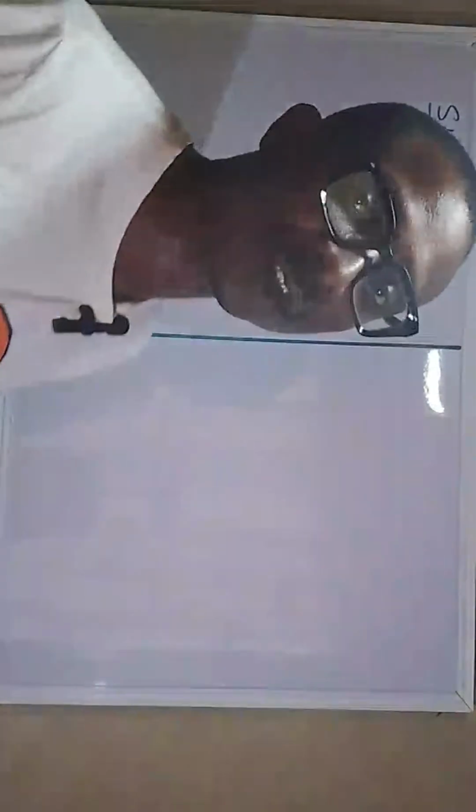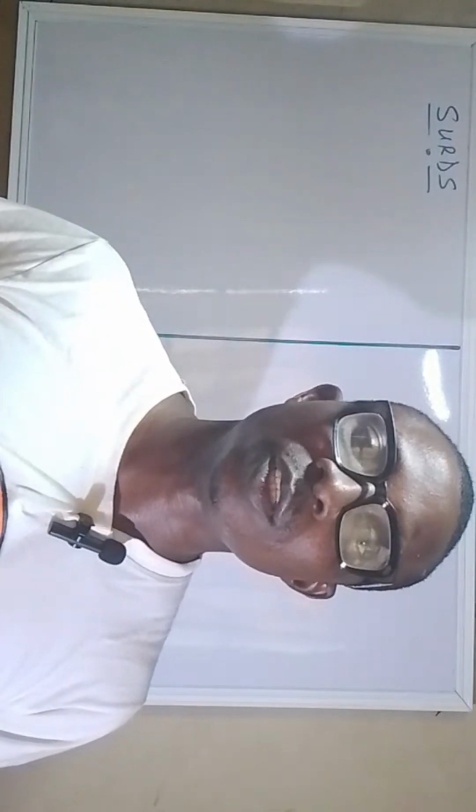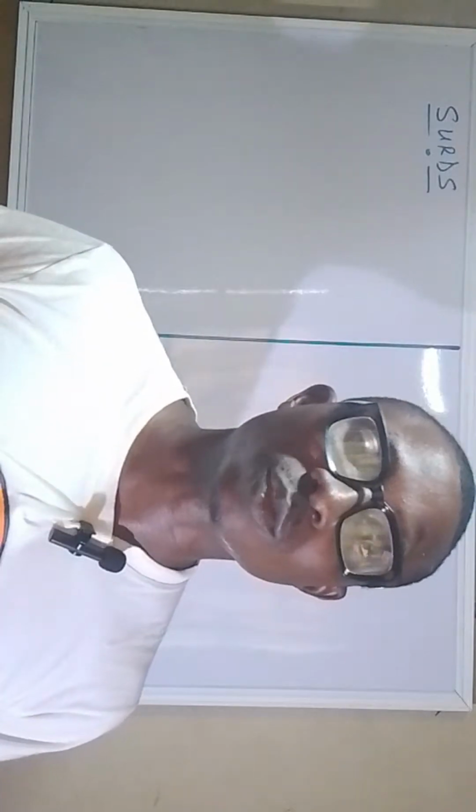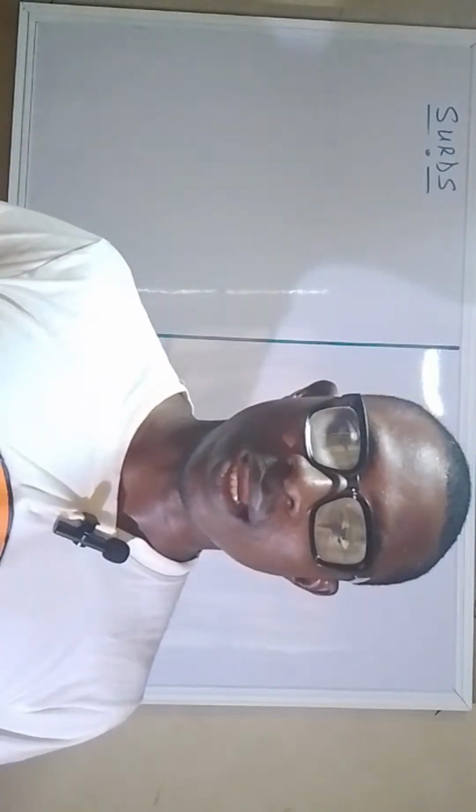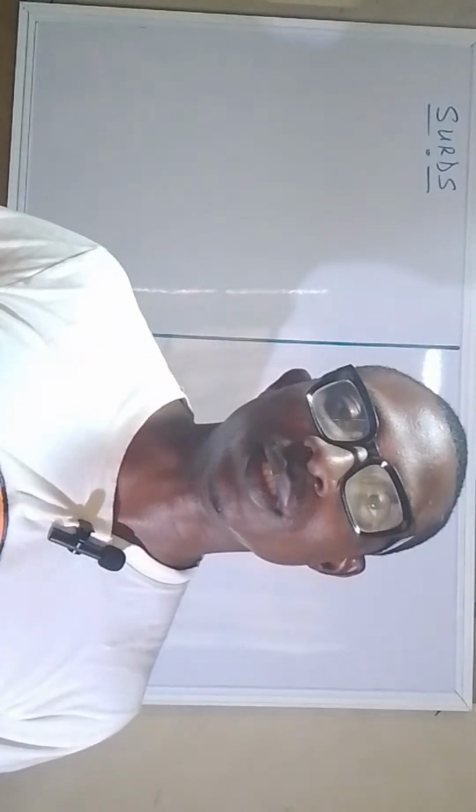What do we call SURDs? SURDs are irrational numbers which are square roots of rational numbers. I say again, SURDs are irrational numbers which are square roots of rational numbers. So there's a need for us to know what rational numbers are and what irrational numbers are.